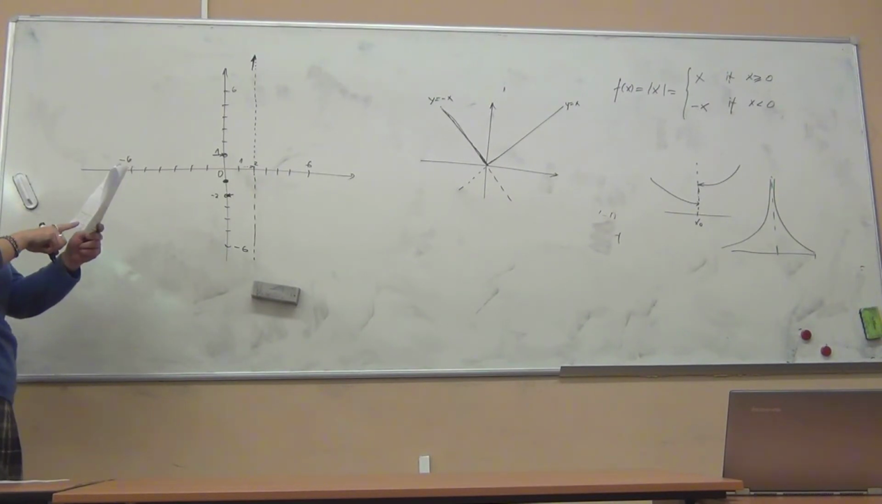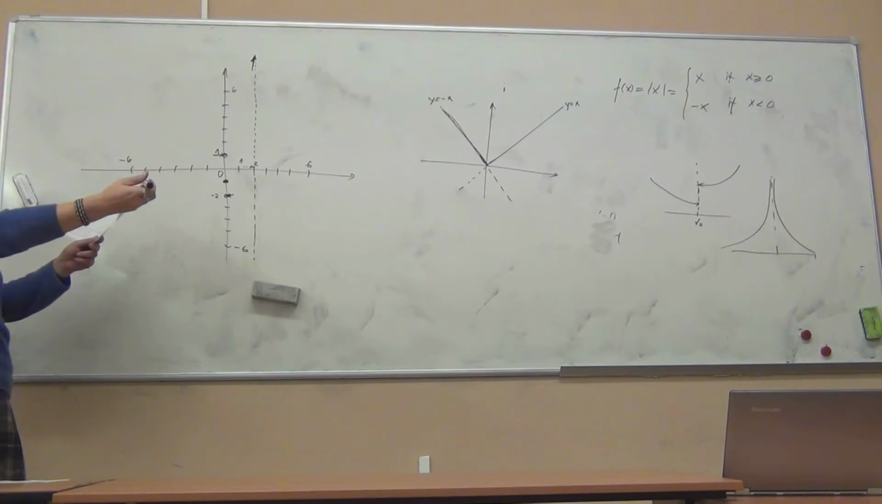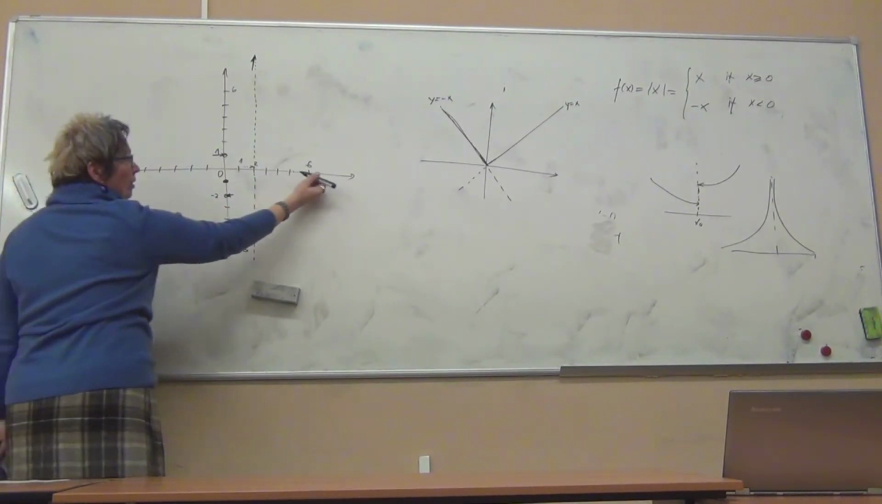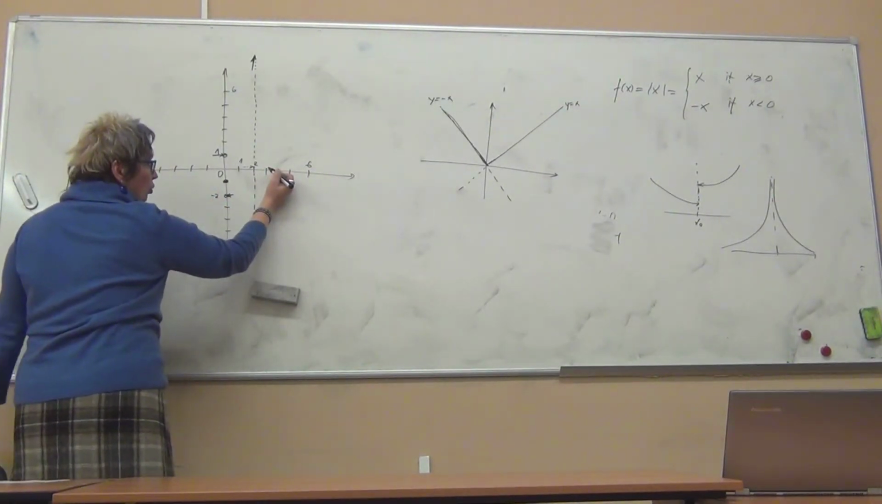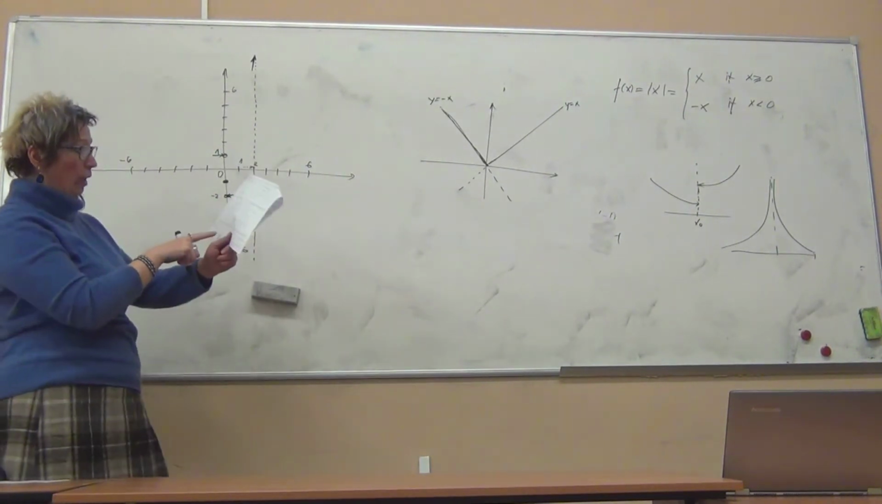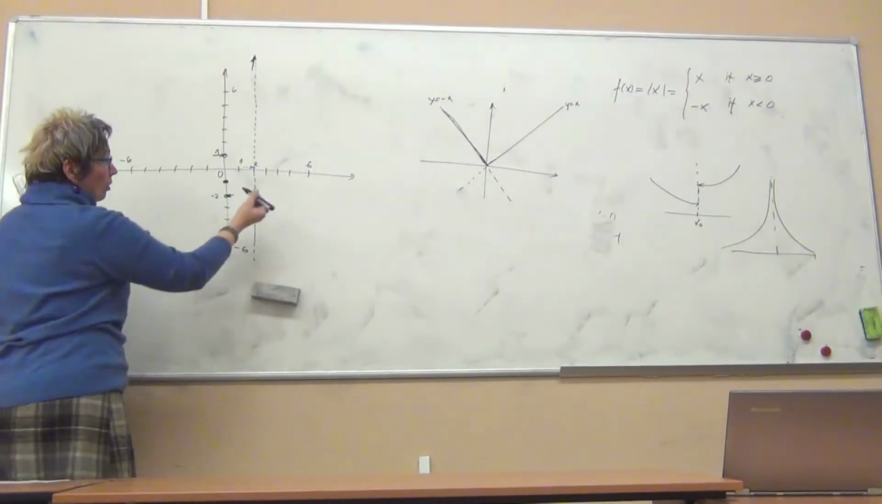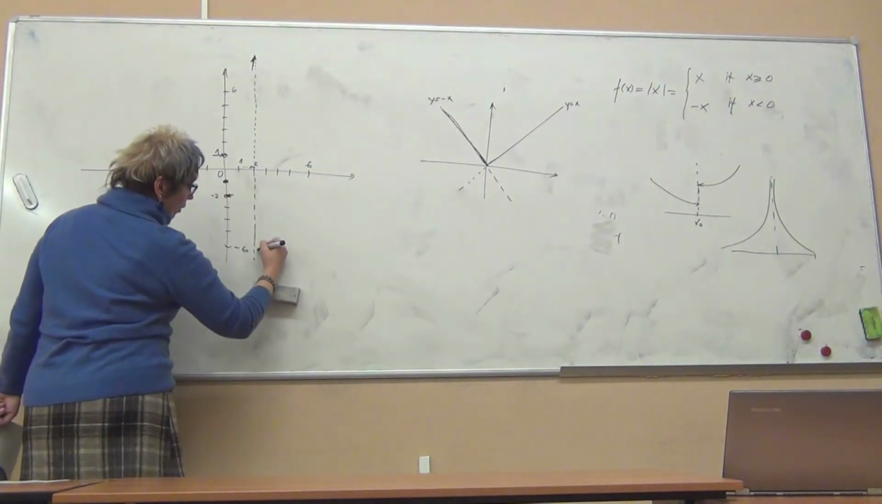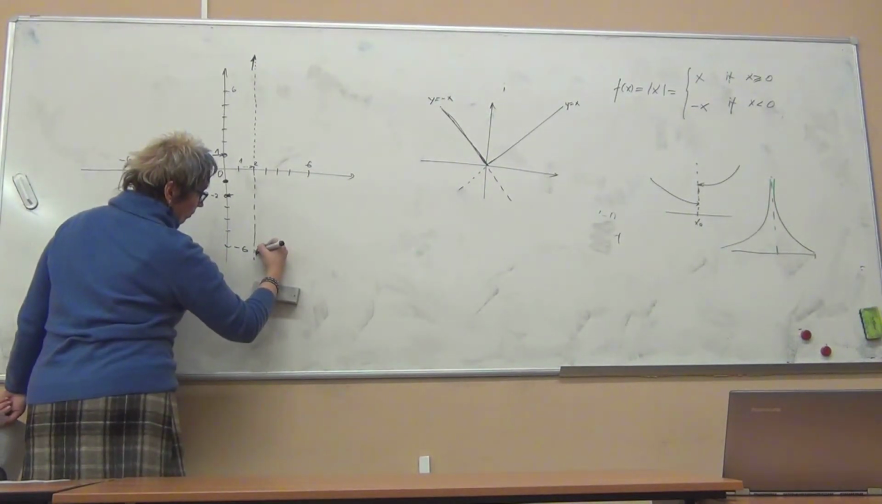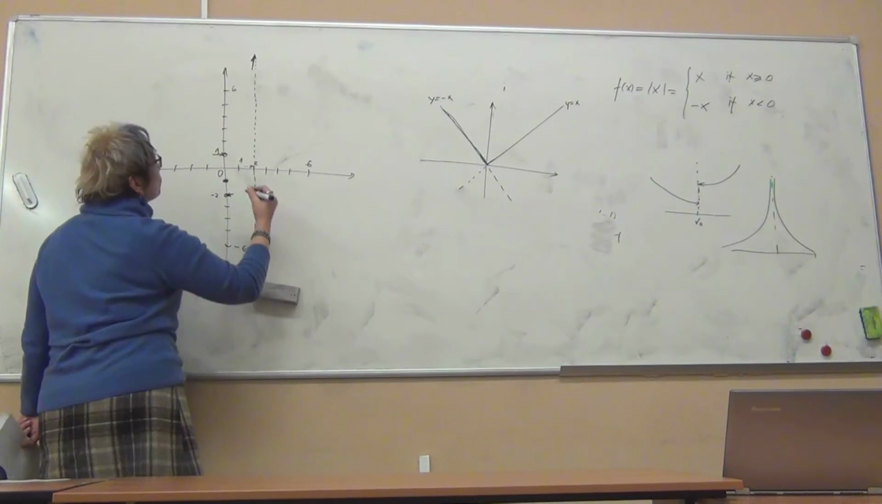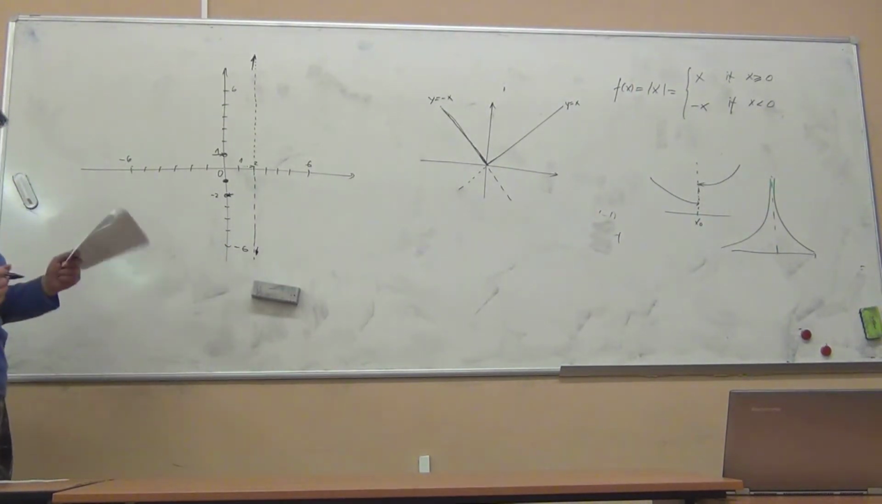Number 5, if x tends to 2 from the positive side, from this side, the function goes to negative infinity. That's what number 5 states. So it has to go down there. Again, very small arrows.